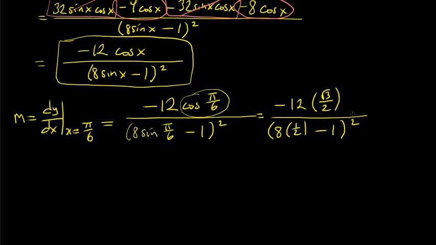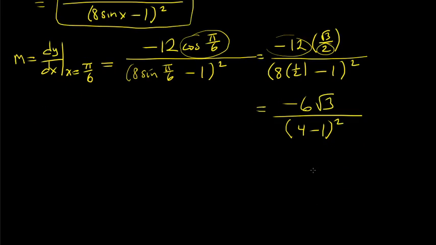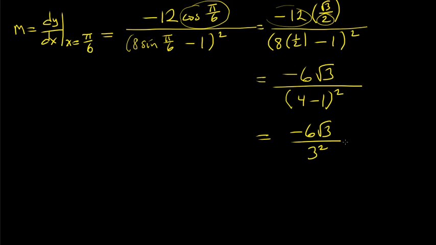All right. So to simplify this a little bit more, negative 12 divided by 2 is just negative 6. So negative 6 square root of 3. And then 8 times 1/2, 8 divided by 2 is 4. So we get 4 minus 1. Right? 4 minus 1 is 3. Don't forget we have to square it though. So 3 squared is 9.